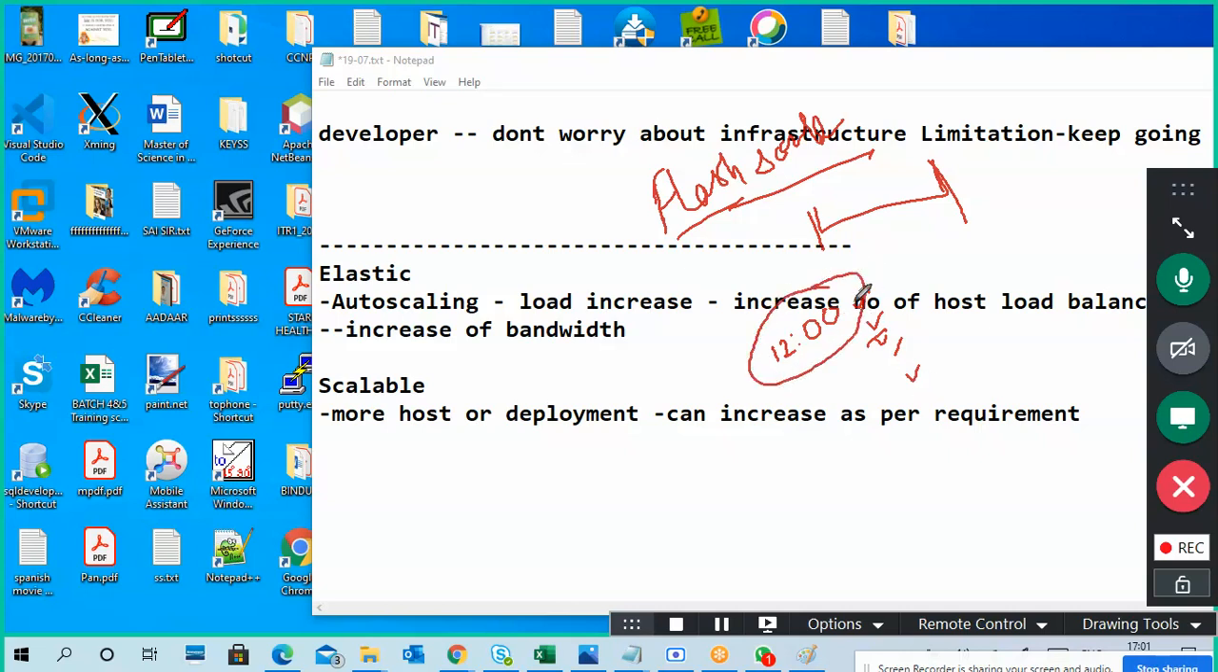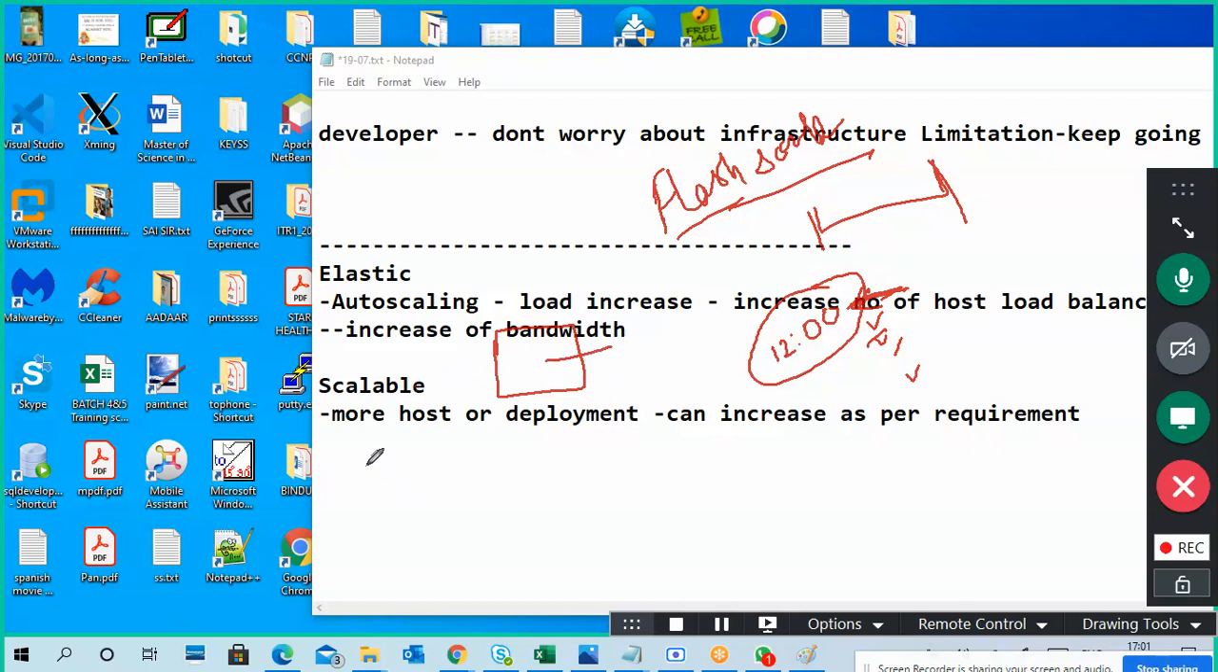So a flash sale at 12 means how many people will log in at a time. For example, if it is only India, Flipkart or Amazon dot in, they conduct the flash sale within India only. How many people will log in, at least to click on the buy button, not even to buy? So what happens? Load increases.